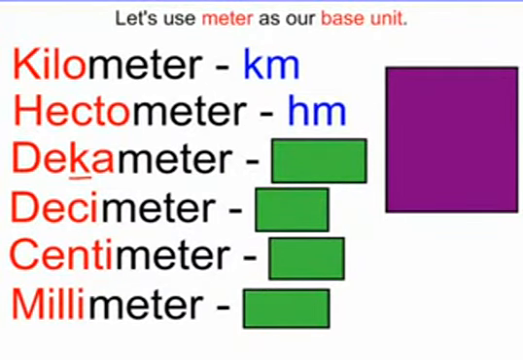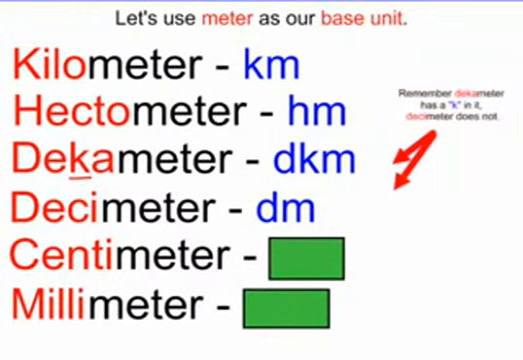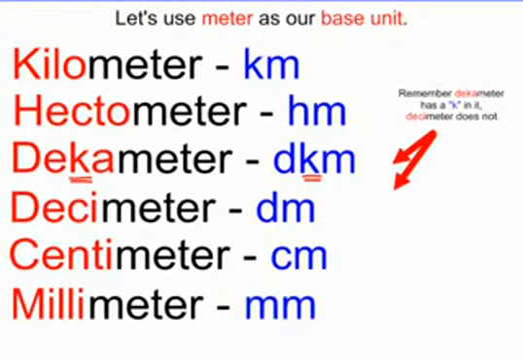Now these two are tricky because they both start with D. Just remember that decameter has a K in it, and also the abbreviation for decameter has a K in it. You'll notice that decimeter has no K. So that's how you can tell the difference between deca and deci. Centimeter, that's easy, would just be C for centi and M for meter. And millimeter is MM, M for milli and M for meter.